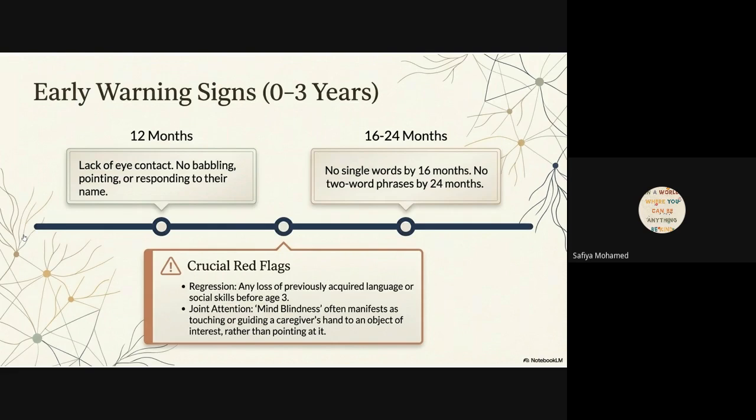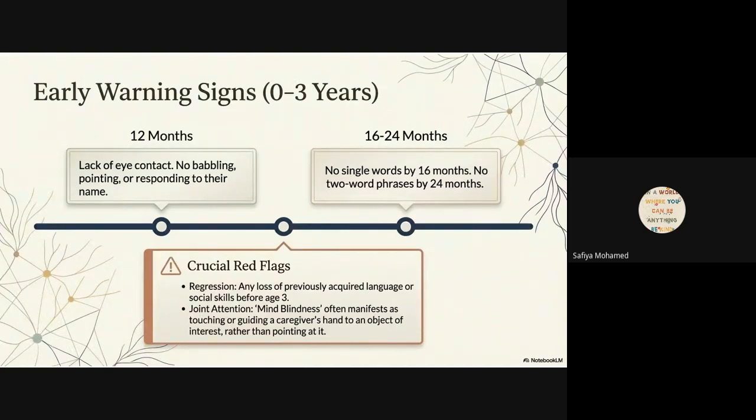All right. So early warning signs, 0 to 3 years old. At 12 months, you will pick up that there is a lack of eye contact. The child doesn't look at you because they don't recognize a person as a person. They don't know what is a person. All right. No babbling, no pointing to things that they want, no responding when you're calling their names. So if at 12 months any of this is happening, please remember that you need to be aware, you need to be on the lookout for more signs, and if all those signs are pointing in the direction of autism, the child needs to be assessed.